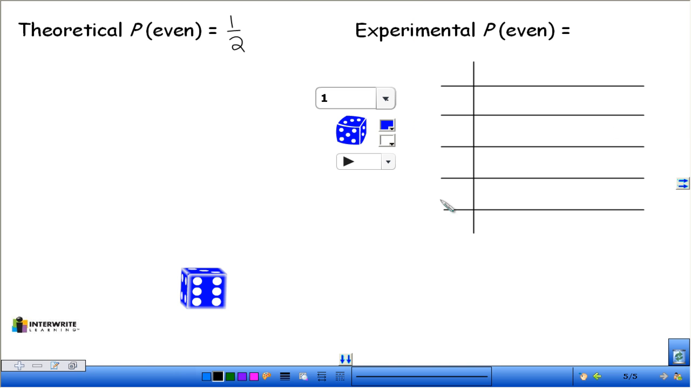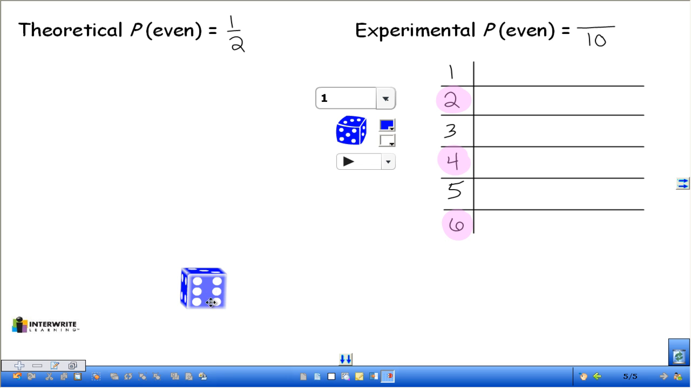Blue it is. So I'm not going to do as many for this one, let's do 10. So for my experimental probability, I'm going to do 10 rolls. And my options are 1, 2, 3, 4, 5, or 6. Since I'm talking about even numbers, I'm going to highlight these just so we can see them. And let's go ahead and roll this 10 times.